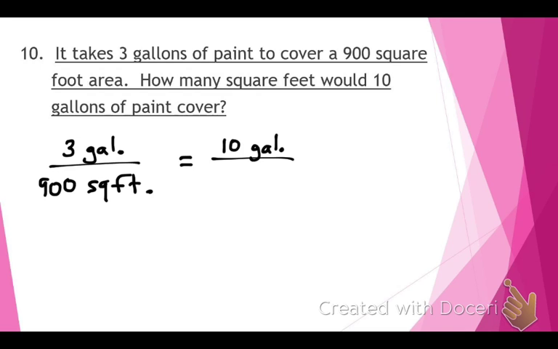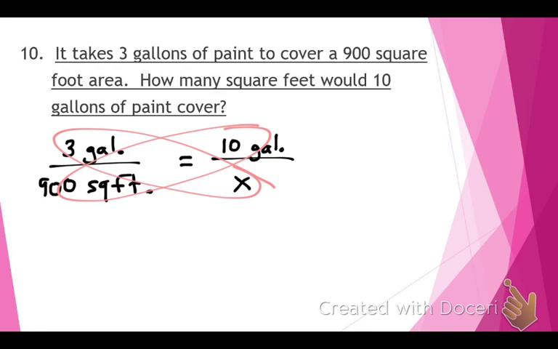So this is 10 gallons. Gallons on top here, gallons on top here. If square feet are on bottom here, guess what's going to be on bottom over there? X. Or what's my unit? Or square feet. Square feet, okay? So I'm trying to figure out what those square feet are, so I'm just going to put an X, all right? So in order to do this, I have to do cross products. So I am going to multiply the first up, 3 times x equals 900 times 10.